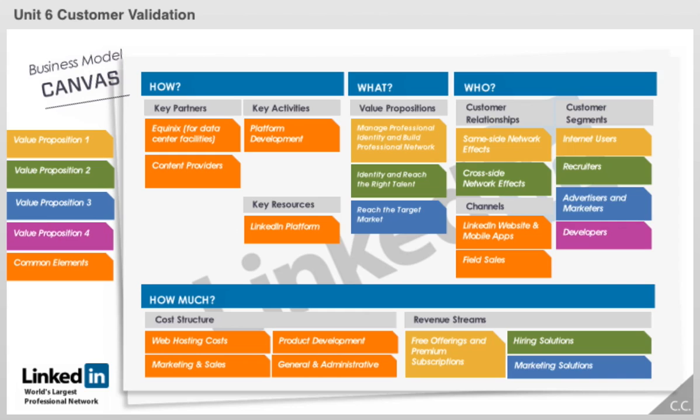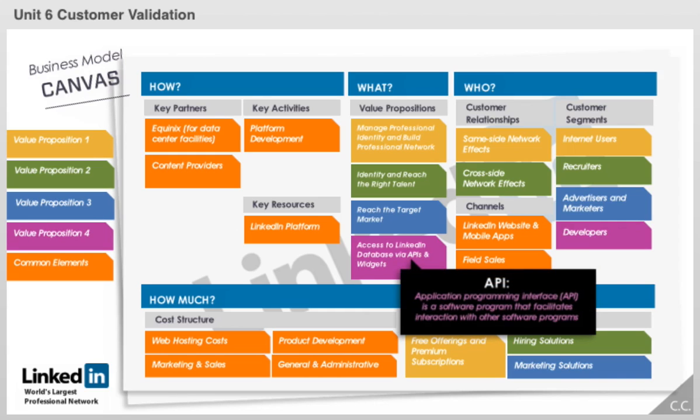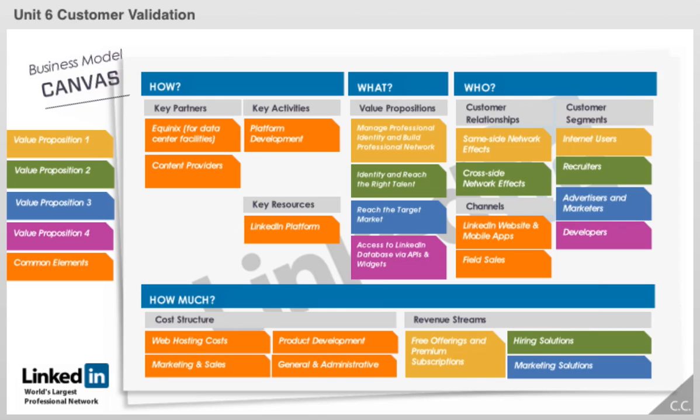The final value proposition that LinkedIn provides is a set of open APIs and embeddable widgets for the developer community. These APIs and widgets provide access to the content in the LinkedIn database and help the developers build third-party applications leveraging LinkedIn data. Note that the business model canvas is color-coded.